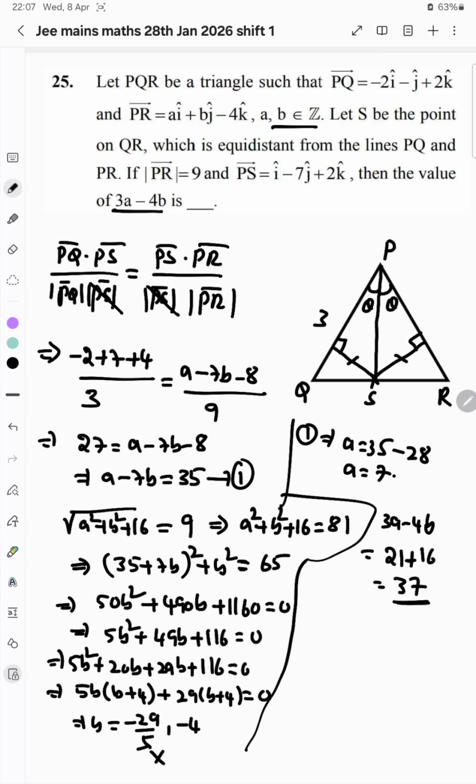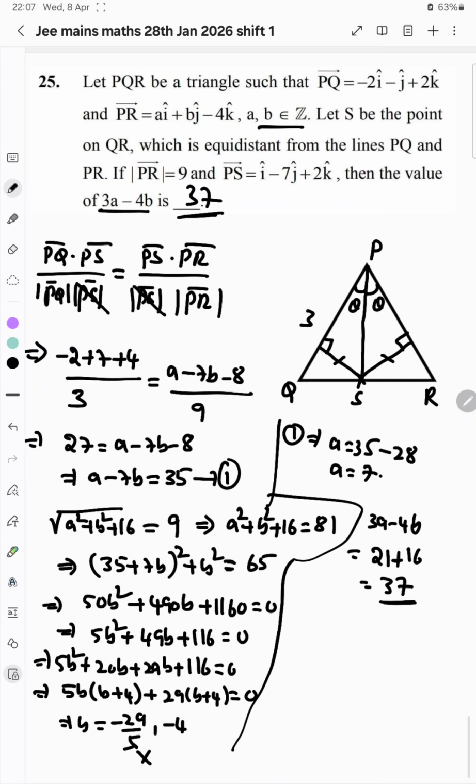37 is the answer. Okay, but there is some mistake in the question. How can you identify that? Because clearly observe, QSR must be collinear only. And here PS is the angular bisector, and its magnitude also we know is 9, right? So here PS is definitely dividing in the 1:3 ratio. How can you say? QS by SR is equal to PQ by PR only. So PQ by PR means 3 by 9 means 1:3. So it is in the ratio 1:3 clearly.